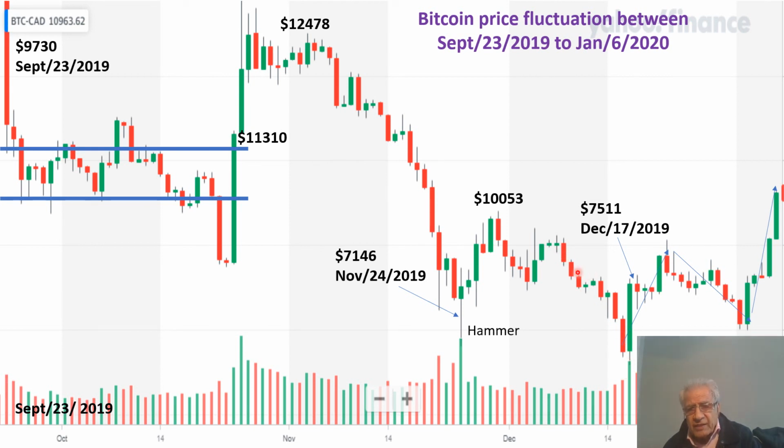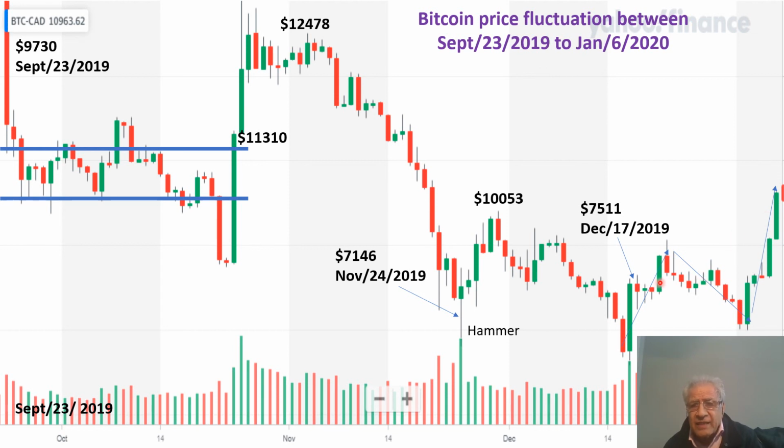At the bottom of this downtrend, you see that it's a reversal pattern. You can enter the market at this point, at a price of 7,511 on December 17th, 2019, and then ride on this big trend.